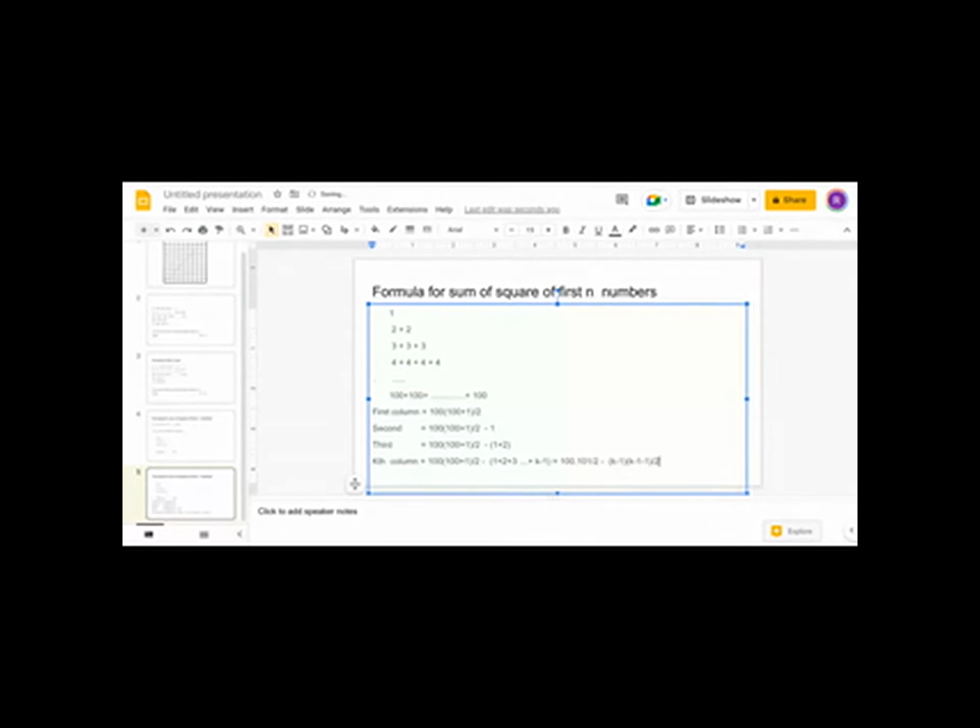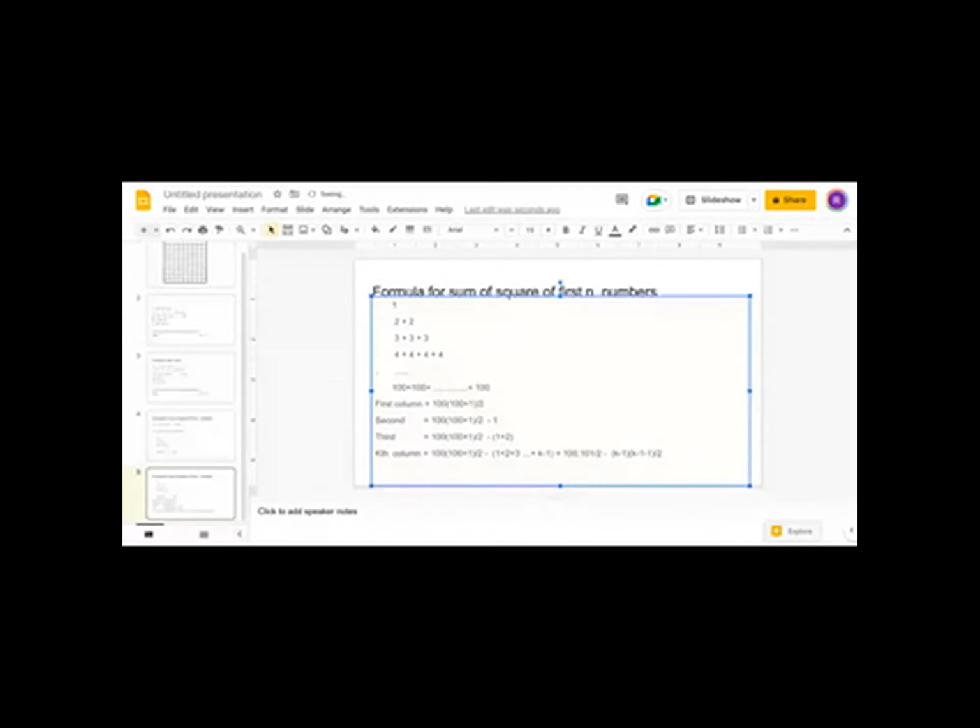You are saying k minus 1 into k minus 2 divided by 2? Will it be k minus 1 into k minus 2? Yes, sir. So is 1 plus 2 plus 3 till k minus 1 equal to k minus 1 into k minus 2 divided by 2? Is that what you're saying?